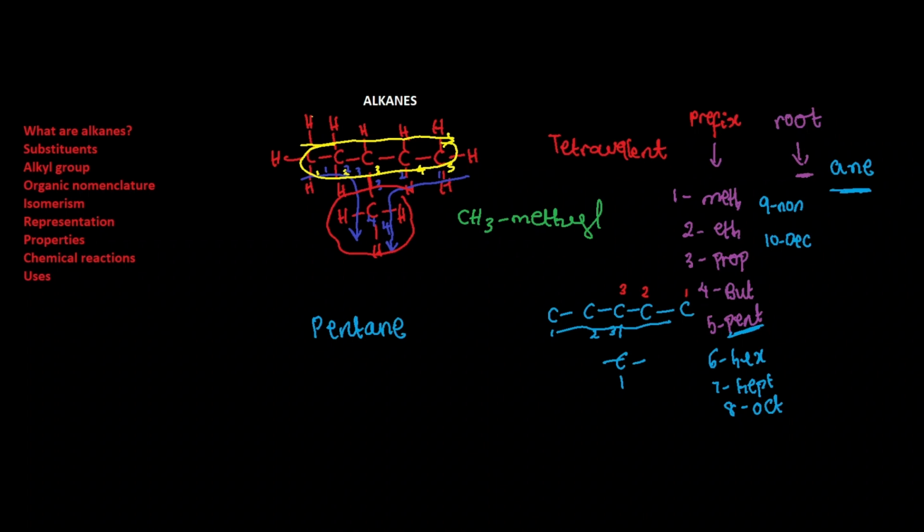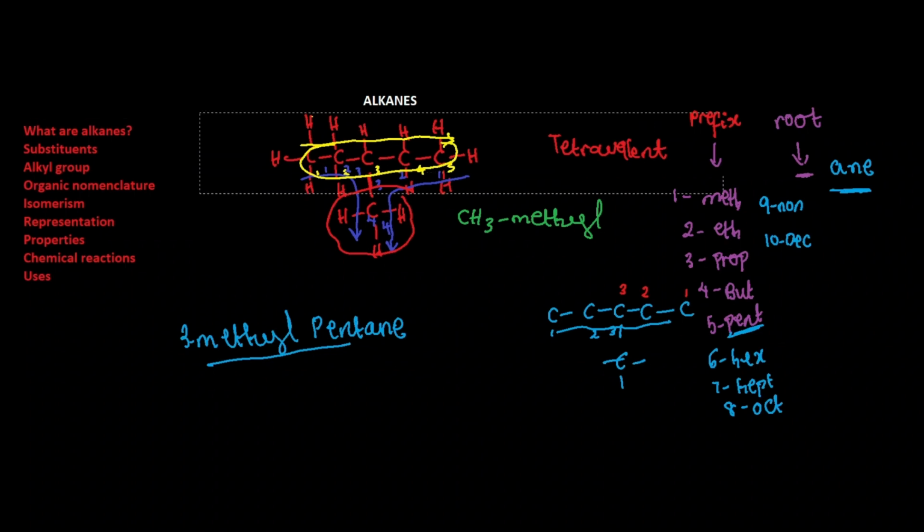However, it's not just pentane, it has a substituent, it has an alkyl group attached to it, and this alkyl group is positioned at the third carbon atom in the longest chain. So it's going to be 3-methylpentane. This is how this particular compound is going to be named.